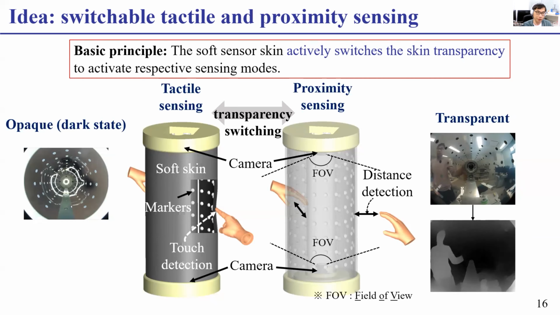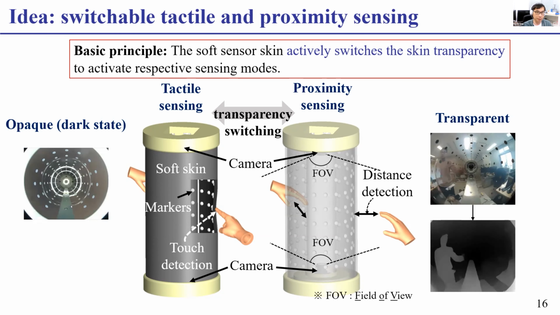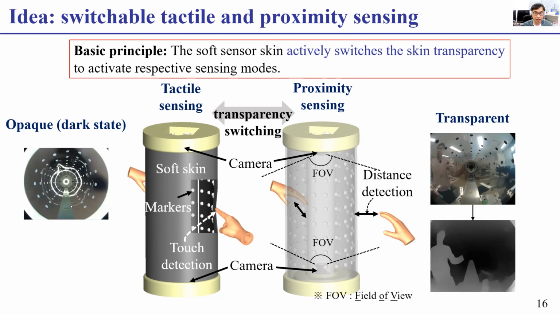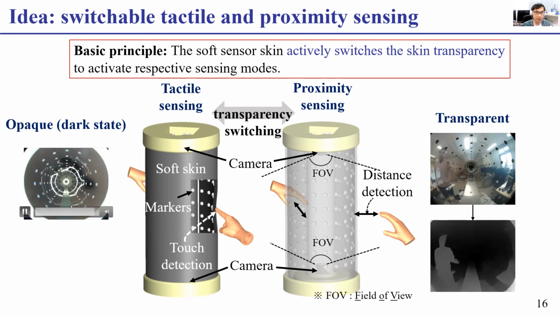And when the skin returns to its original dark state, the same sensing methods that I have shared with you for the tactile device could be applied for tactile perception. Here on the right-hand side is the camera view of the transparent skin, and its constructed depth map utilized for distance estimation. And on the left-hand side is the skin in the dark state, which is suitable for the tactile sensing mode.